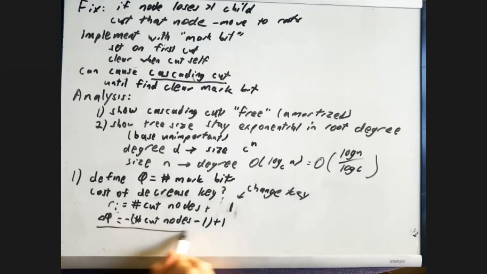So if I add these up, oh, look, I did put it on a slide. The total cost here is order 1. So indeed, my cascading cuts are free. Okay.